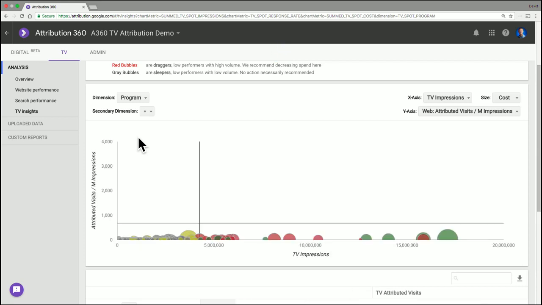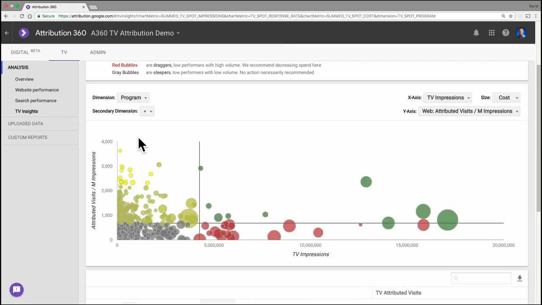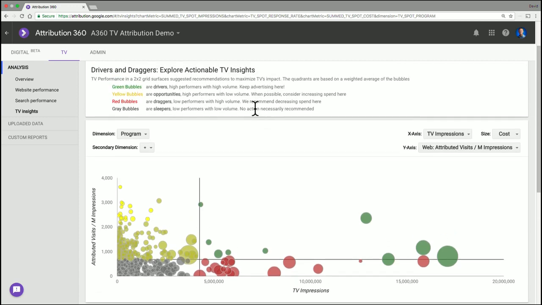This is going to be a lot of bubbles, but I'm going to see all of my different programs. This one stands out over here, The Big Bang Theory. Very high volume, very good performance. This is a really good buy for me. And if I look at one of these here, Elementary or Modern Family, maybe not as good buys. Some of my opportunities might be some of these other programs like Lockup, performing very well but relatively low volume. And that's basically the overview of the Insights report.